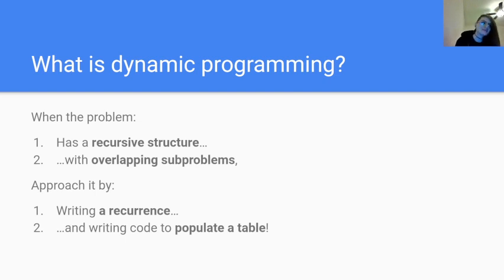When you see dynamic programming, and you shouldn't be sloppy about this, don't call other things dynamic programming. This specifically is dynamic programming. When you write a recurrence and you write code to populate some table, it could be a one-dimensional table, we'll see an example of that, or a two-dimensional table, we'll see an example of that. We'll also see an example of a three-dimensional table. But this is the specific approach called dynamic programming. All right, let's see an example.